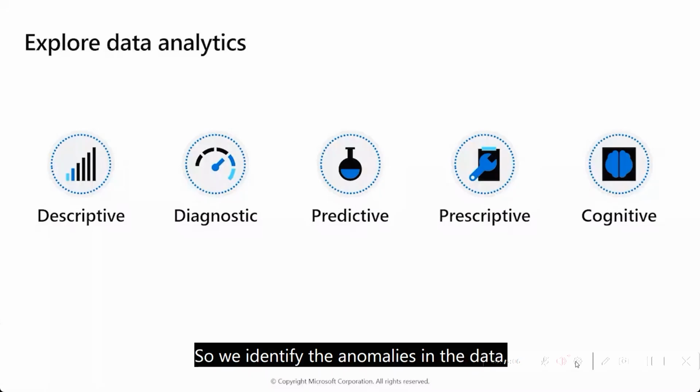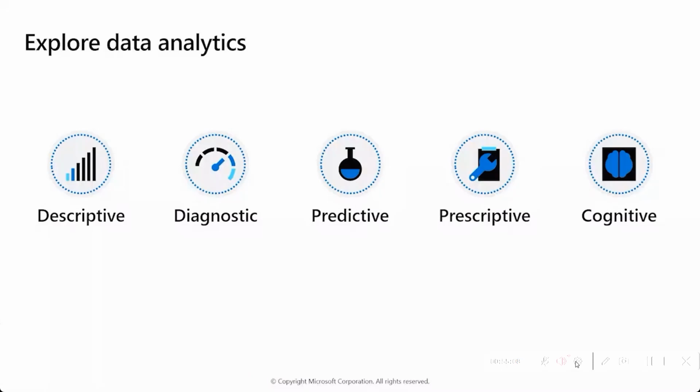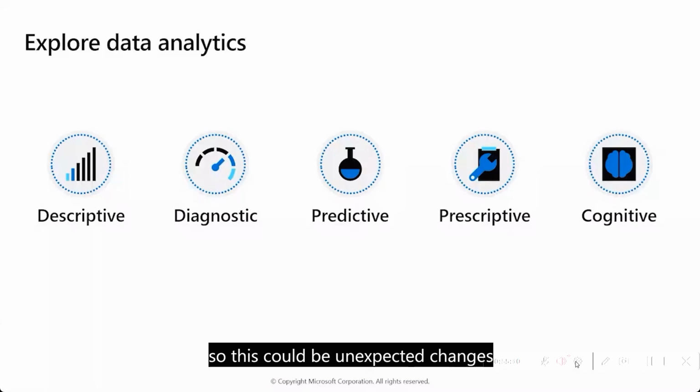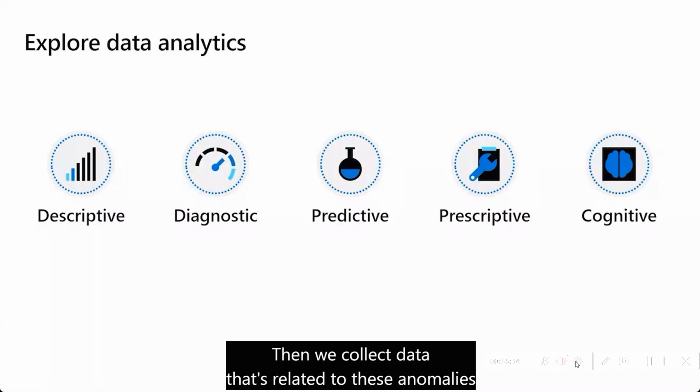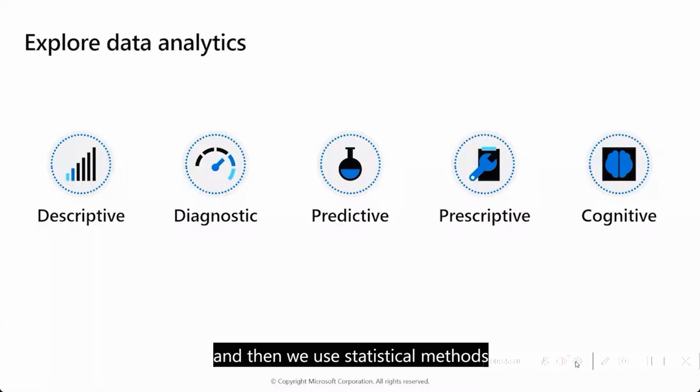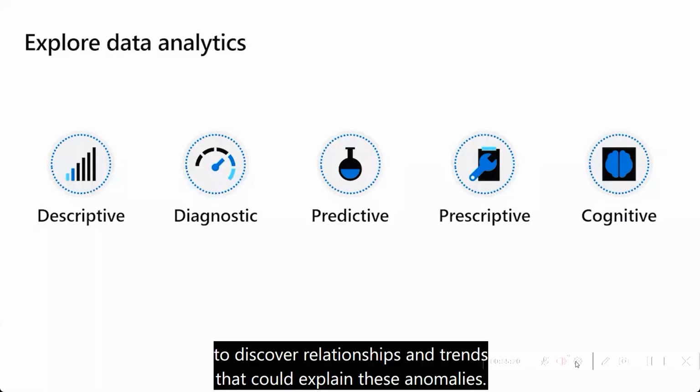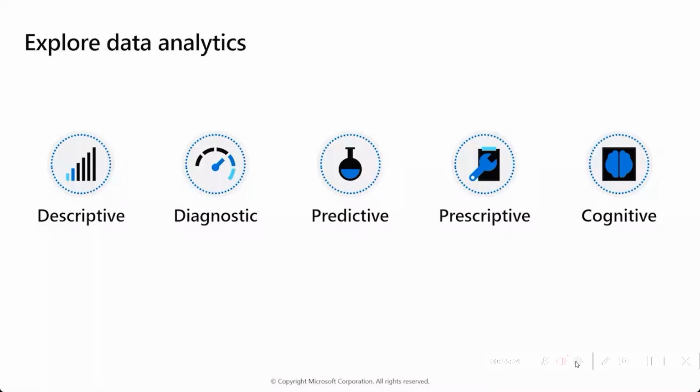So we identify the anomalies in the data. These could be unexpected changes in the metric or particular market. Then we collect data that's related to these anomalies. And then we use statistical methods to discover relationships and trends that could explain these anomalies.